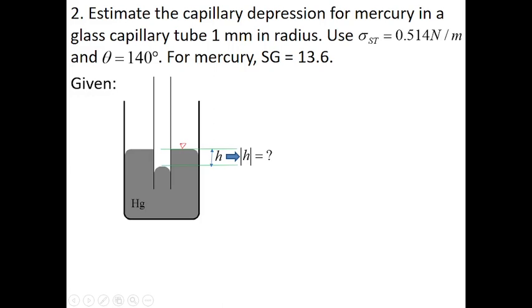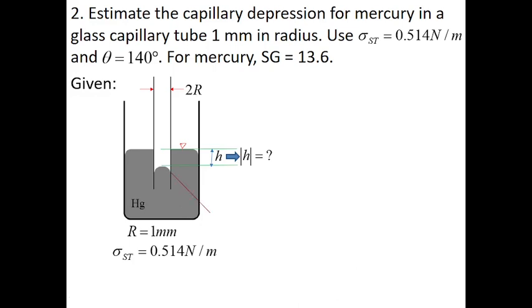Estimate the capillary depression for mercury. So the capillary depression magnitude is to be found. We have the diameter, which is twice the radius. The radius in this example is 1 millimeter, and the surface tension is 0.514 Newton per meter.